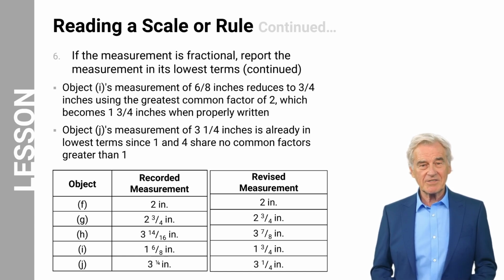Lastly, for object J, the measurement is 3 1/4 in. The factors of the numerator, 1, are 1, and the factors of the denominator, 4, are 1, 2, and 4. The GCF of 1 and 4 is 1, so the fraction is already in its lowest terms. The final revised measurements should be reported.